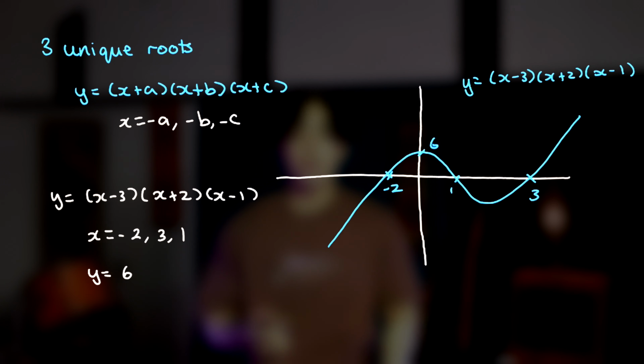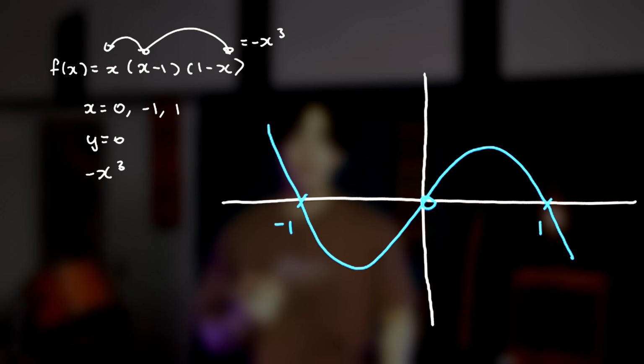If I was to sketch the function, let's say f of x is x(x plus 1)(1 minus x). In this case, the roots are going to be at 0, negative 1, and 1. It's actually going to be a negative x cubed coefficient because if you multiply the x terms, we get minus x cubed, which means that it's been reflected.